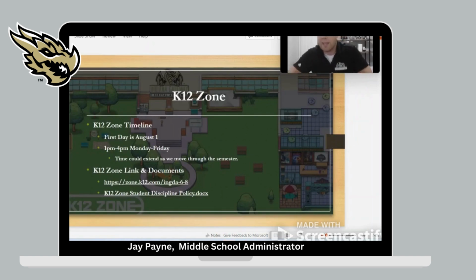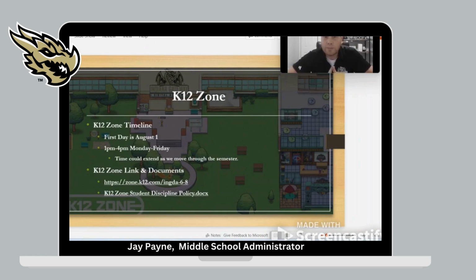Another big thing that I've gotten a lot of questions about is the K12 zone. For those of you that aren't familiar, the K12 zone is kind of a virtual reality aspect to, I guess to a certain extent, of how students can build on their socialization. I know a lot of times whenever we are in these types of virtual settings, students don't always get to collaborate or communicate as much as they generally would. So this is a way for them to talk with one another as well as build those relationships that they may be missing.